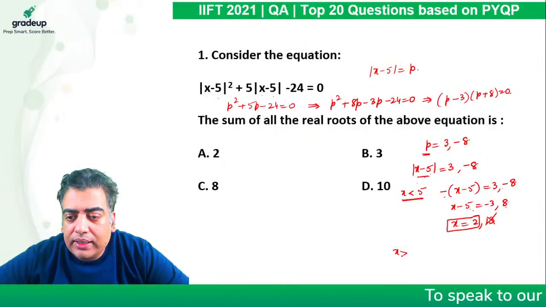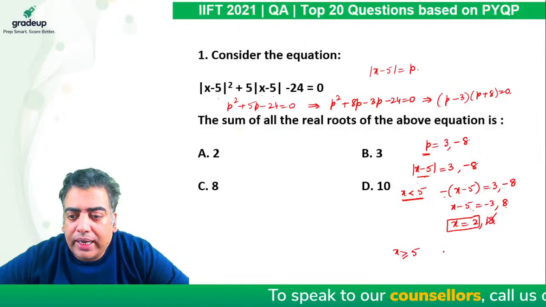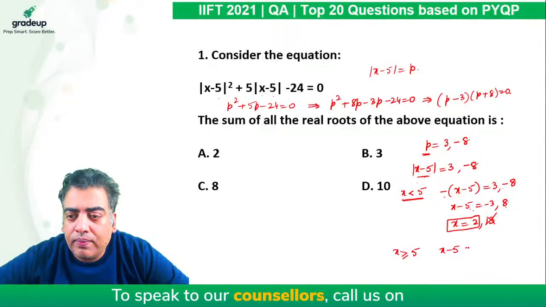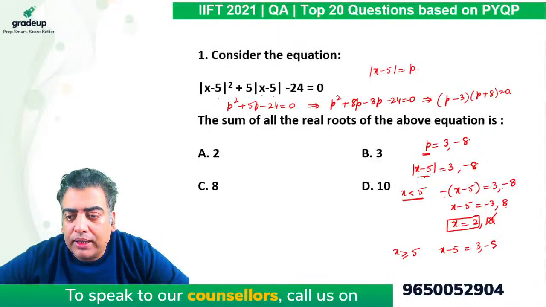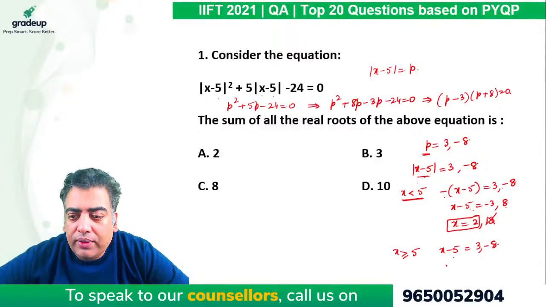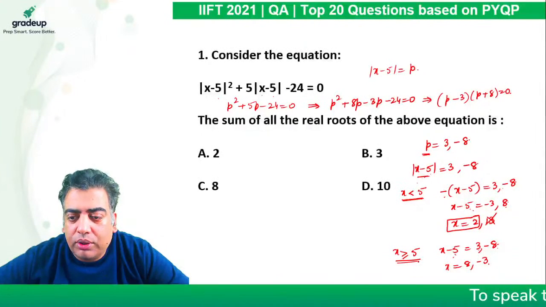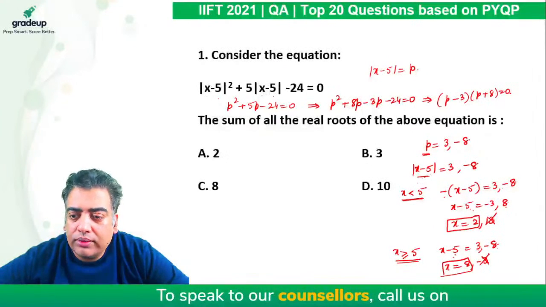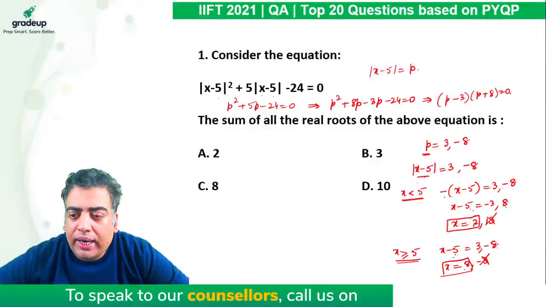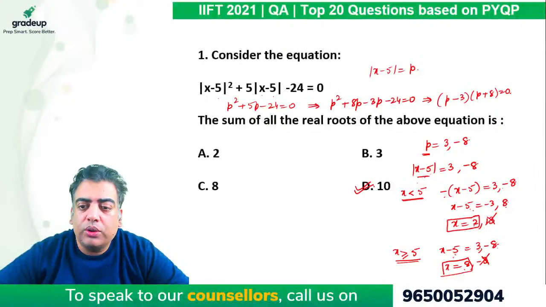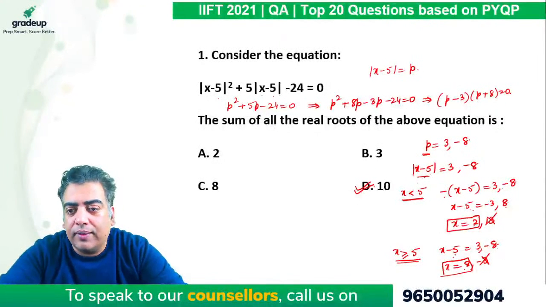Likewise, when we take x is greater than equal to 5, we will get positive of x minus 5 equal 3 or minus 8. On adding 5, it gives me 5 plus 3 is 8 and 5 minus 8 is minus 3. As x should be greater than equal to 5, only one value is satisfying, so other goes out. So the two values 2 and 8 adds up to 10. So the correct answer option will be D.